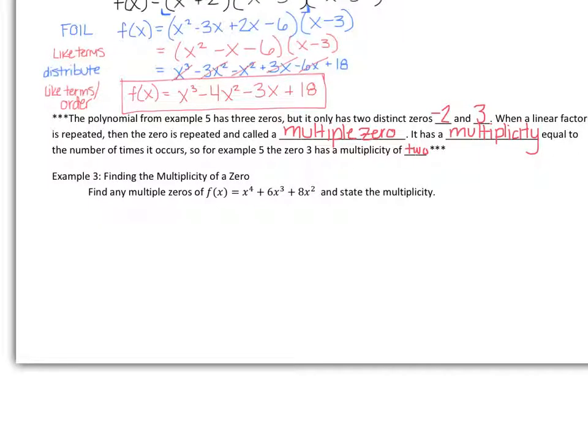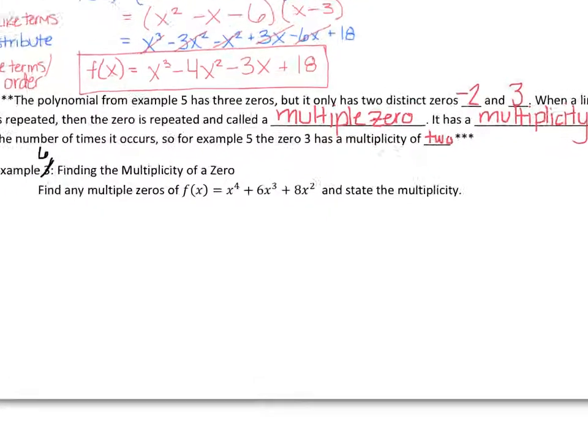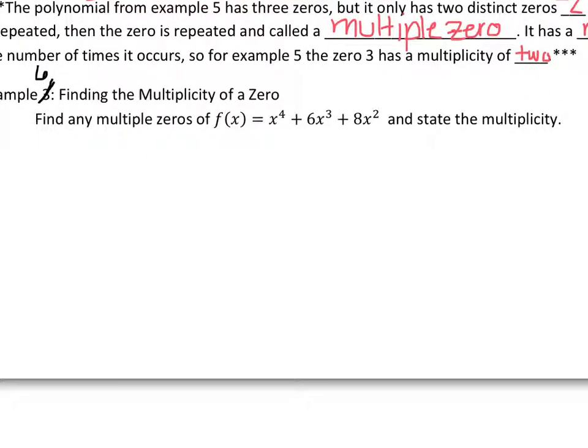So I'm pretty sure this example number is wrong. I'm not exactly sure what it's supposed to be. Probably like 6 or something like that. In these problems, they ask you to find any multiple zeros and state the multiplicity. In order to do this, we need to factor. So maybe make note that that's what you're supposed to do.